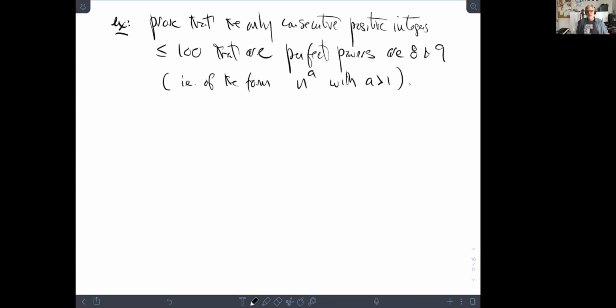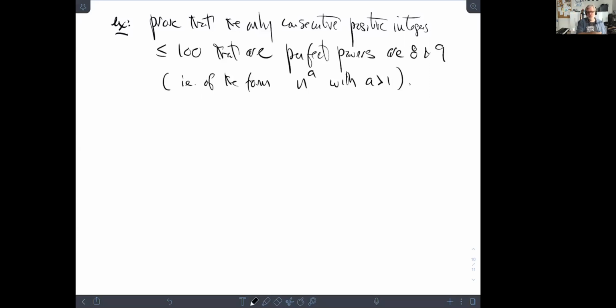Okay, because the power 1 we won't consider as a perfect power. So we look at all the numbers from 1 to 100, and we want to show that the only two consecutive that are actual powers, non-trivial powers, are 8 and 9. Now you can go through.